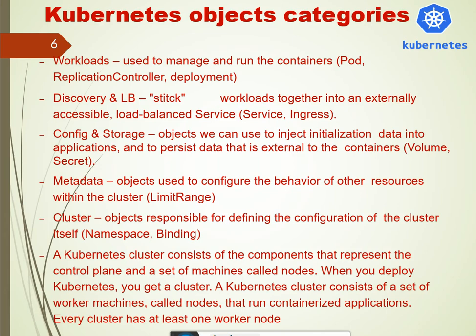So a Kubernetes cluster consists of the components that represent the control plane and a set of machines called nodes. When you deploy Kubernetes, you get a cluster. A Kubernetes cluster consists of a set of worker machines, called nodes, that run containerized applications. Every cluster has at least one worker node.